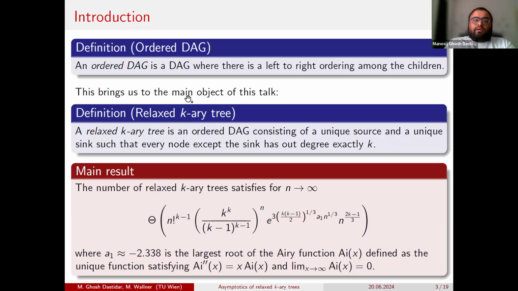So I'll begin with talking about an ordered DAG, which is nothing but a DAG where there is a left to right ordering among the children. So what is a relaxed tree? A relaxed tree is an ordered DAG consisting of a unique source and a unique sink, such that every node except the sink has an out degree exactly k. And our main result here, as you can see, is this asymptotics. And as before, we see the occurrence of the stretched exponential.